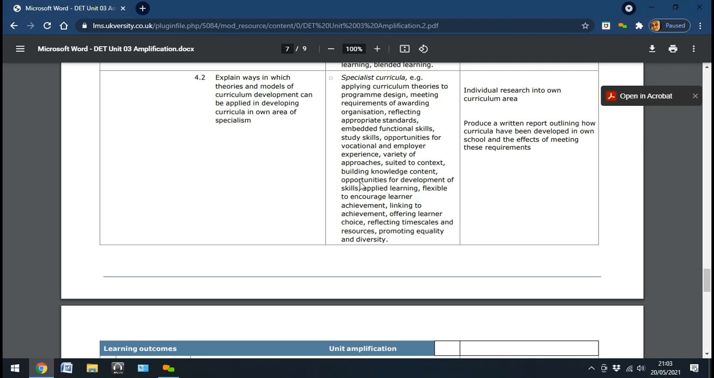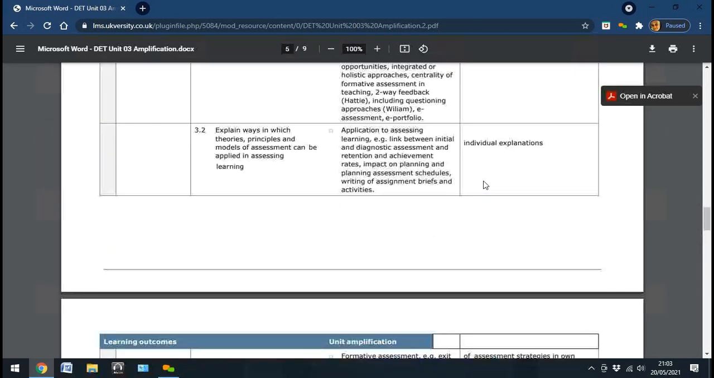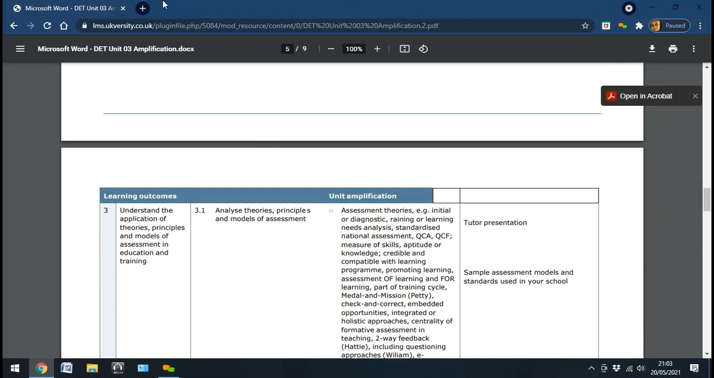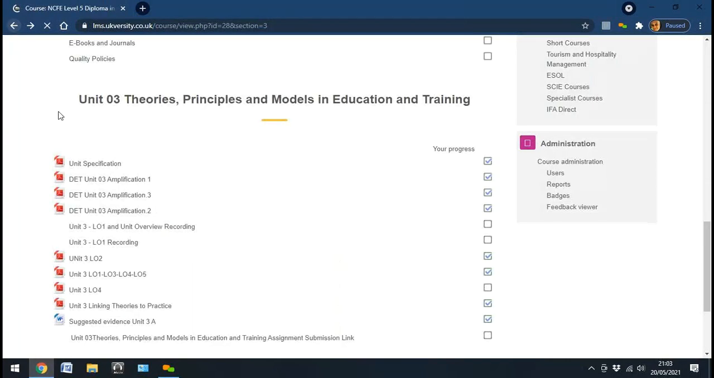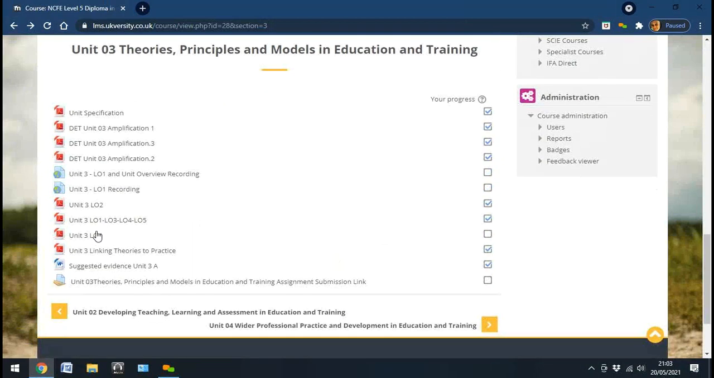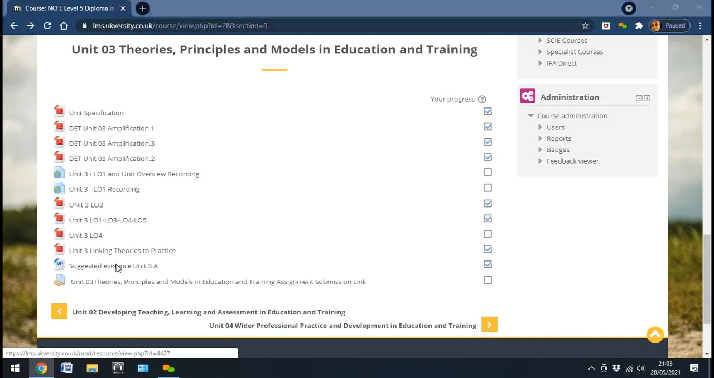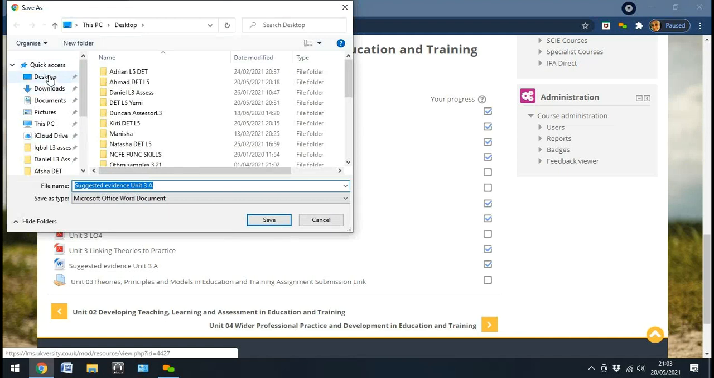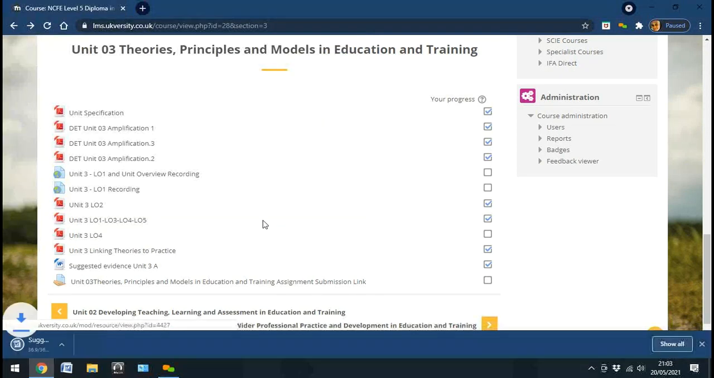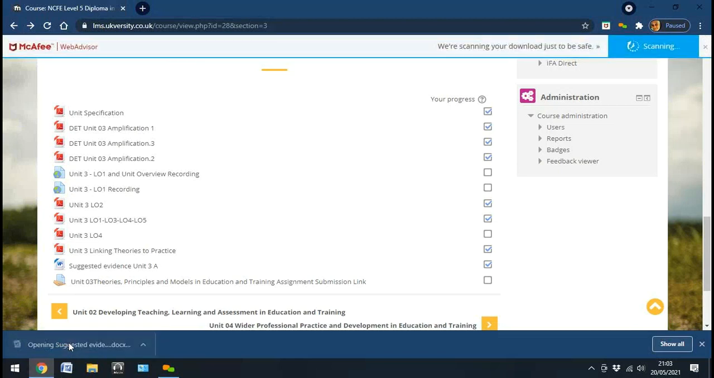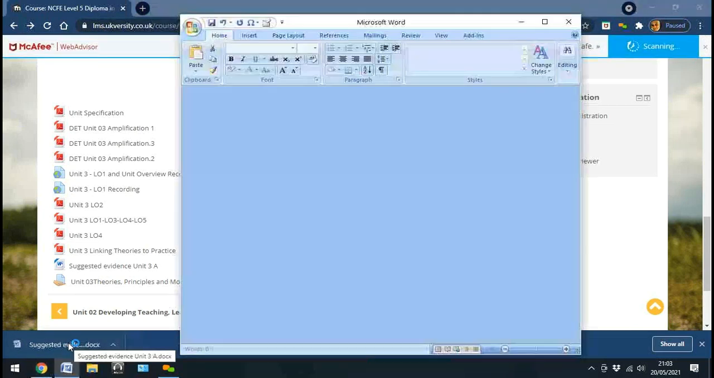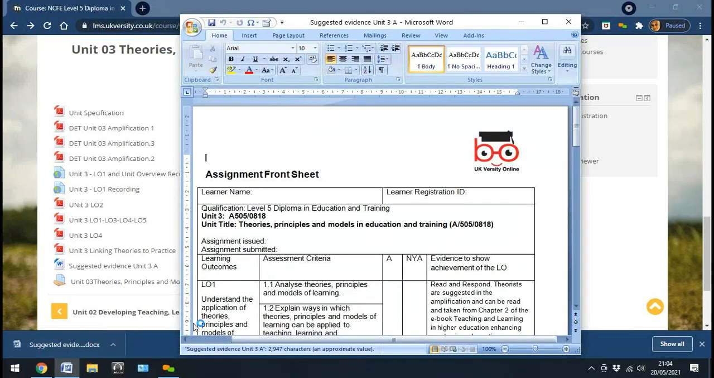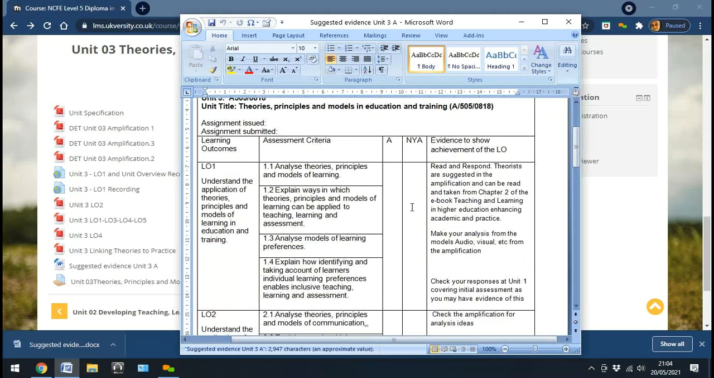So from there, what I want you to do is look at Learning Objective 1, Unit 3. And I'm going to put the suggested evidence unit up. That's a Word document, and you'll find this on Moodle for you to look at separately.